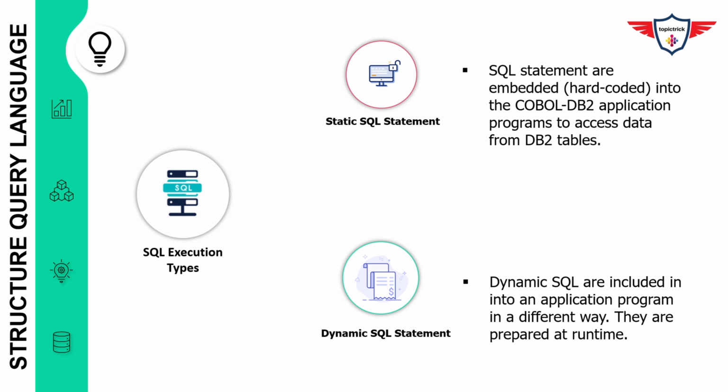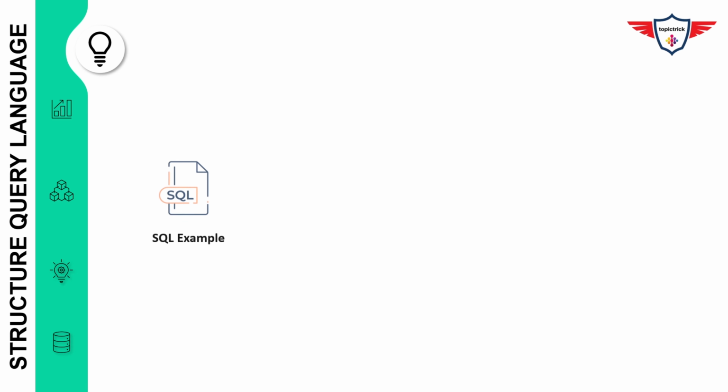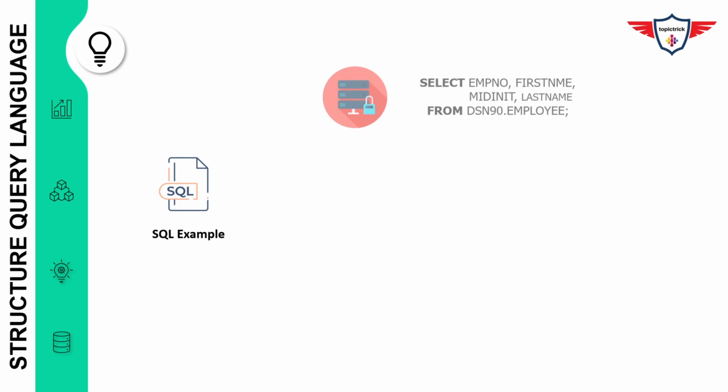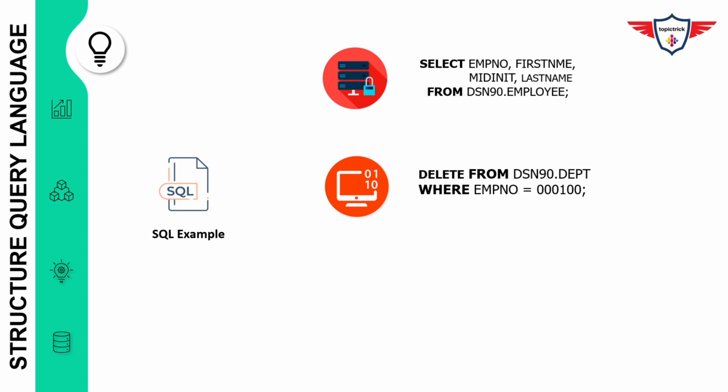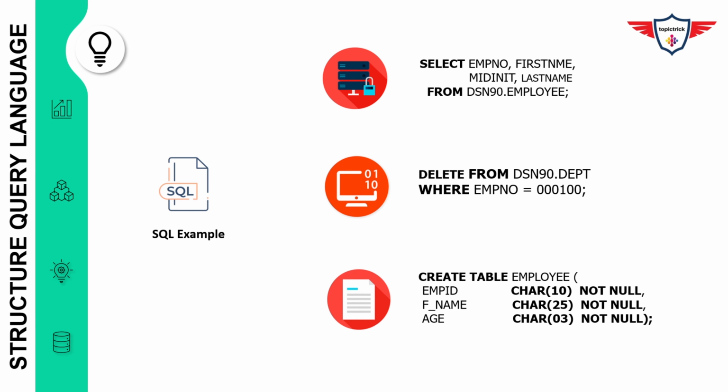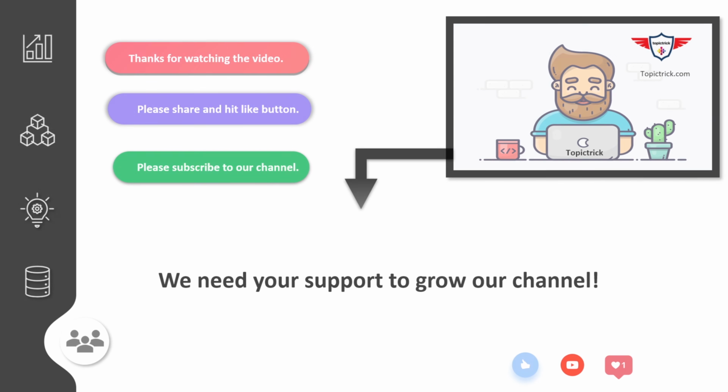Now let's look at a couple of SQL statement examples. So the first one is to select data from the DB2 table. In the second example, I'm using the delete SQL statement to delete data from the table. And I've used a where clause to specify the criteria to identify and delete that specific record. In the last example, I'm using the create SQL statement to create the structure of a table with the following fields like employee ID, first name, age. So this is how you can use different sets of SQL statements as per your requirement.